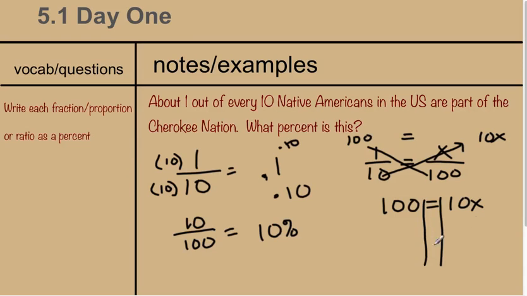What am I solving for? X. What's bothering it? The 10. How? They're multiplying. Inverse, divide. When I divide those, I find out yet again my answer is 10. So I can set it up as the proportion and solve it that way.